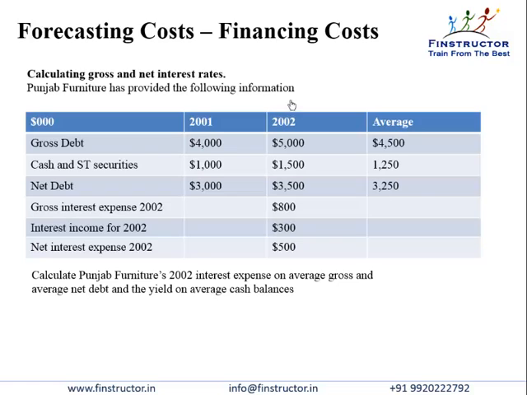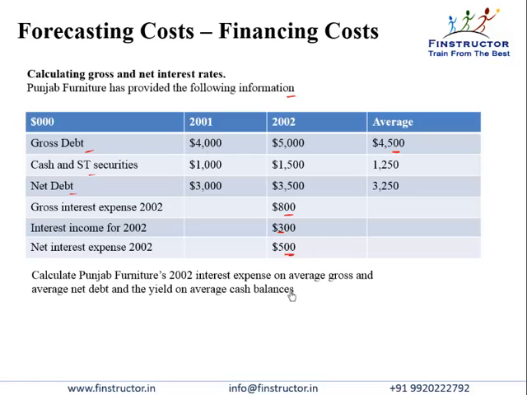Punjab Furniture has provided the following information. Gross debt in 2001, 2002 as well as the average is given. Cash and short-term securities are given. Net debt is given. Gross interest expense, interest income, whereas the net interest expense, that is the difference of the two, is calculated. Calculate Punjab Furniture's 2002 interest expense on average gross and average net debt and the yield on average cash balances.